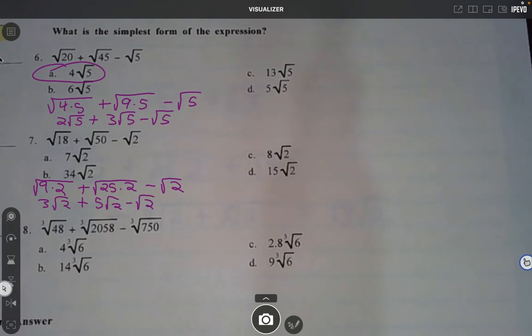And minus the 1 square root of 2. So what is that going to be? They're all A. 7 square root of 2. Oh my goodness. At the next one.